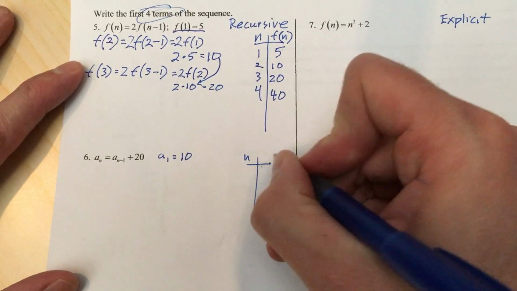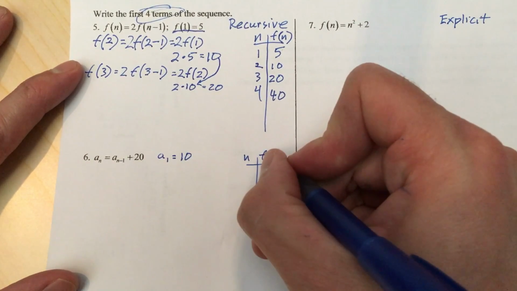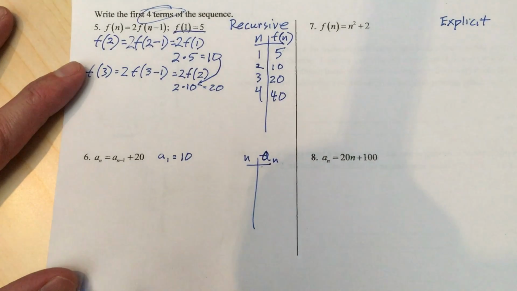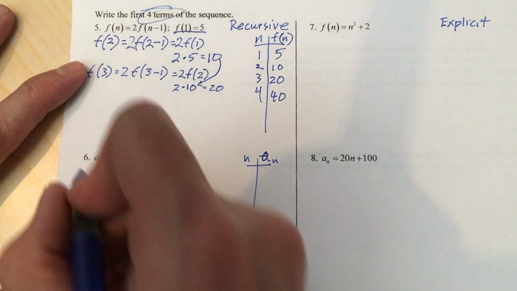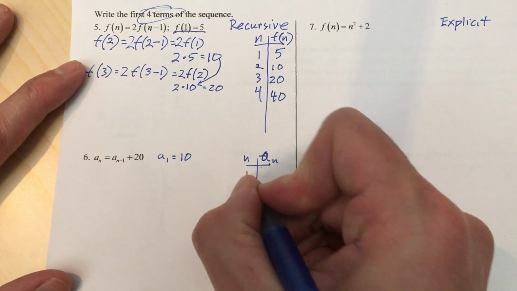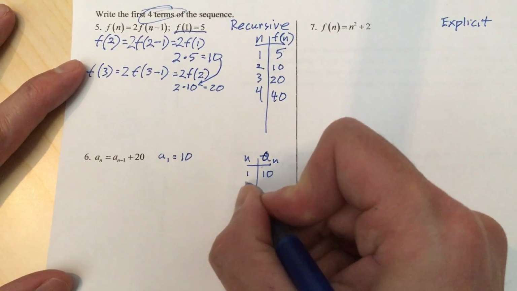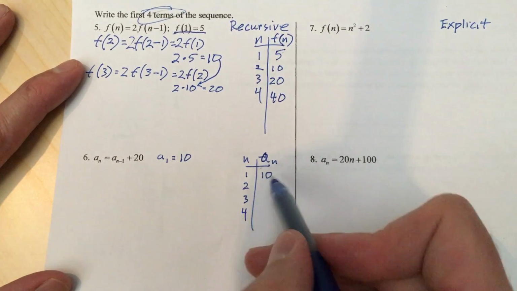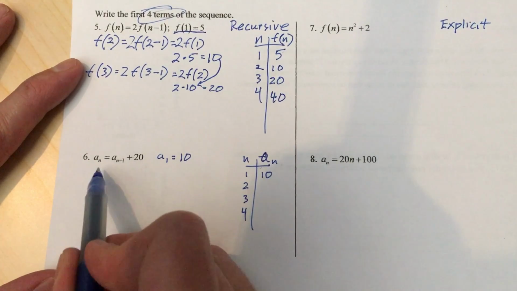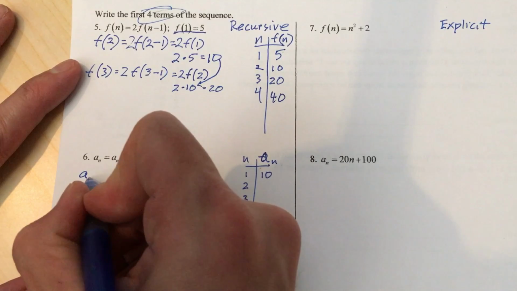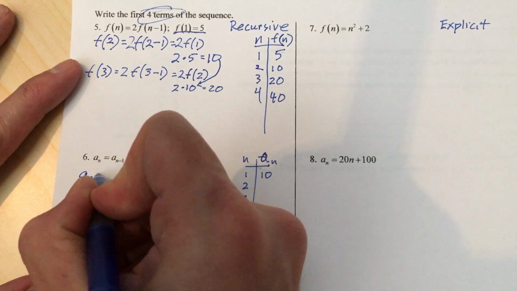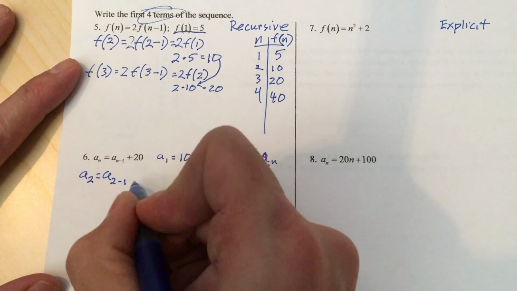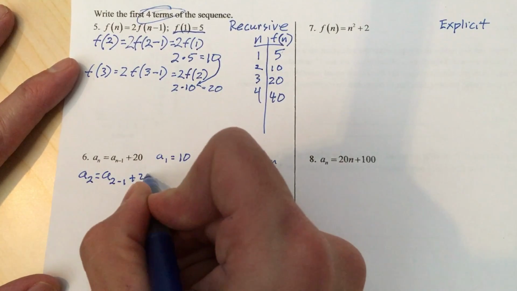And we've got n, and it should be a sub n. So it's just a different notation. So I'm looking at 1 is 10. And so now I want to know 2, 3, and 4. Well, if I know 10 and I know my first one, I can actually start substituting in 2 here. So it's going to be a sub 2 equals a sub 2 minus 1 plus 20.